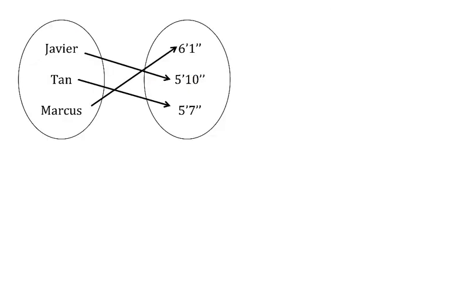Remember the ordered pairs that are created. The first circle represents the domain. That's the set of the first coordinates. And the second circle represents the range. Do we have any repeated values of the first coordinate? Do any two ordered pairs have the same first coordinate? And I believe the answer is no. So this is a function. Javier is paired with 5 foot 10 inches, Tan with 5 foot 7 inches, Marcus with 6 foot 1 inches. There's no repeated first coordinate. This is a function.